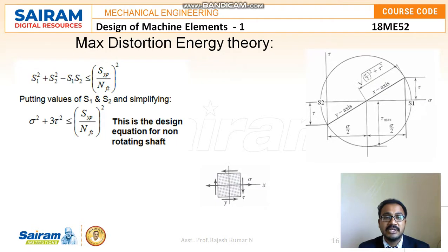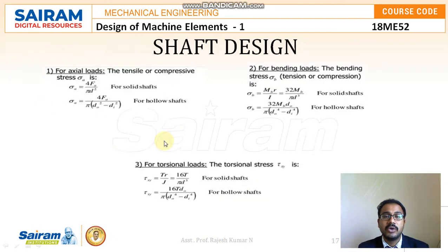The maximum distortion energy theory states that S1 square plus S2 square minus S1 S2 is less than or equal to (Syp by n) whole square. Putting the values of S1 and S2 and simplifying, you can see here where the x-axis and y-axis relations are clearly mentioned, and even the principal axes are shown in this 2D plane. By using this, we can find the design equation for the non-rotating shaft. Finally, we get the equation sigma square plus 3 tau square less than or equal to (S divided by n) whole square. This is the design equation for the non-rotating shaft.